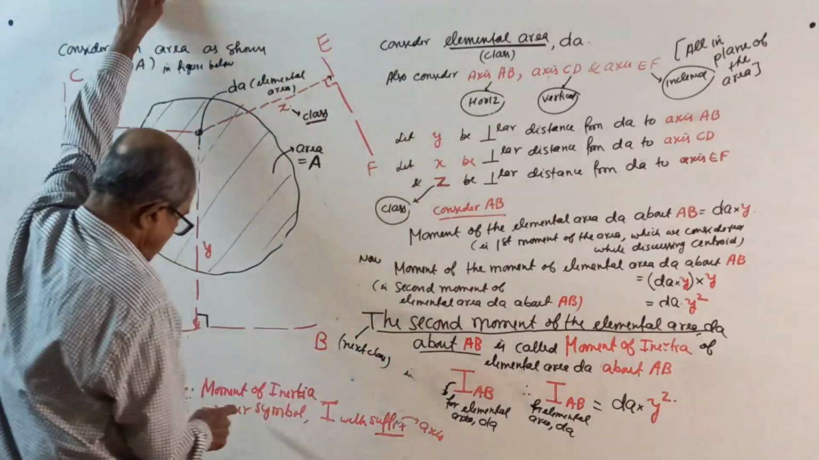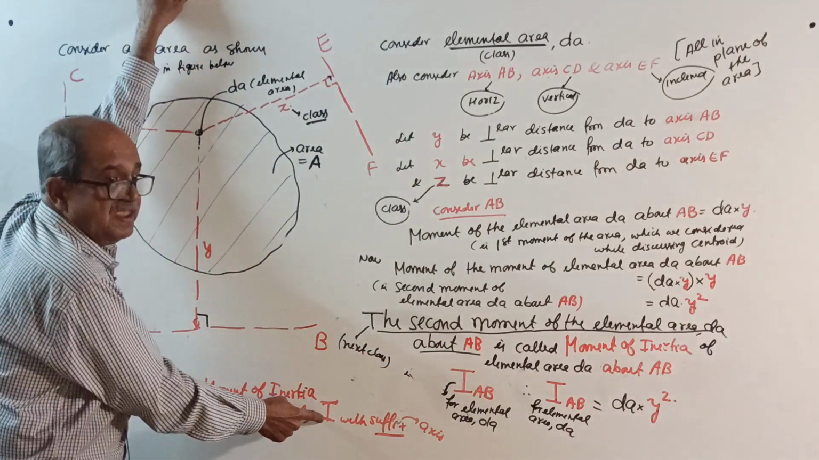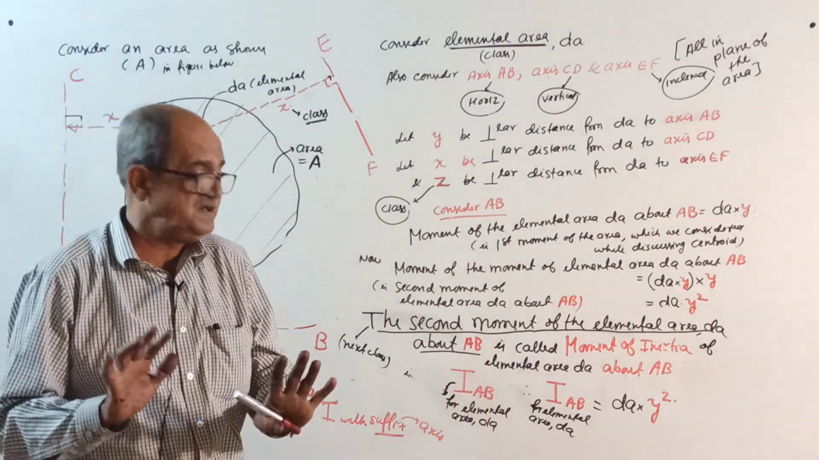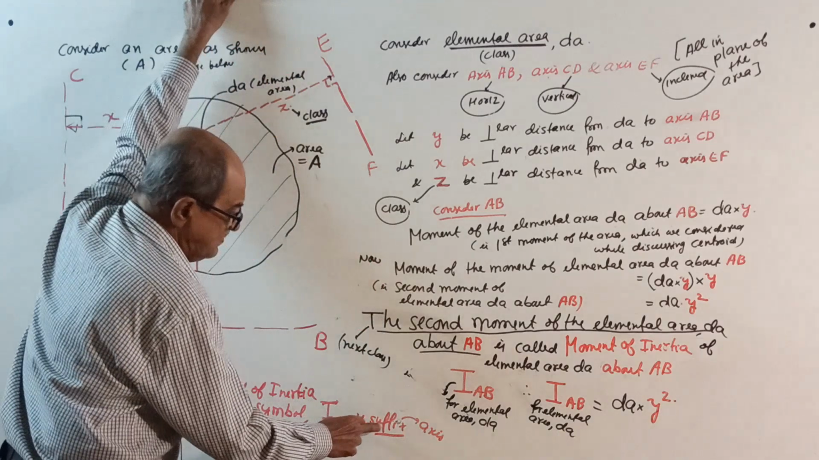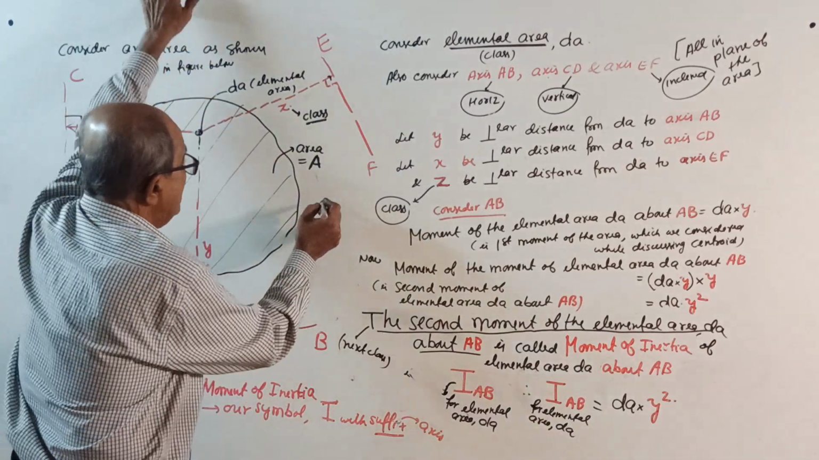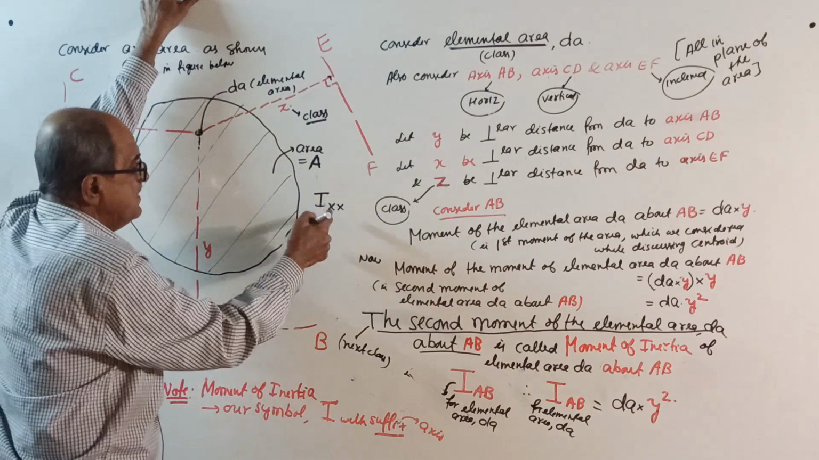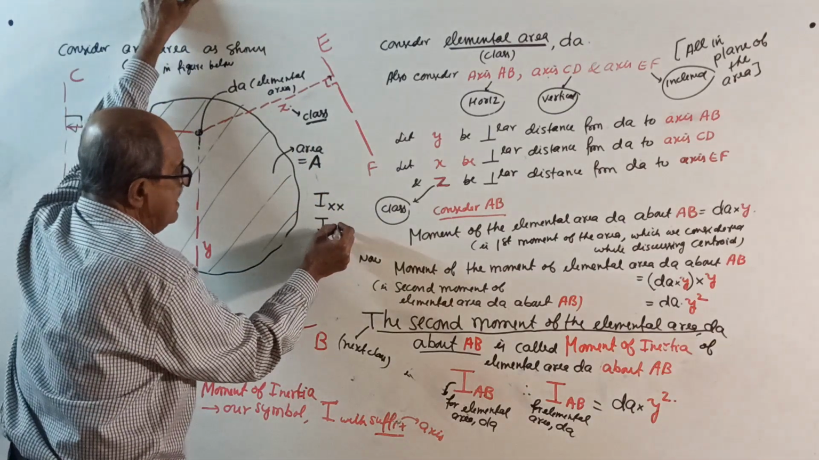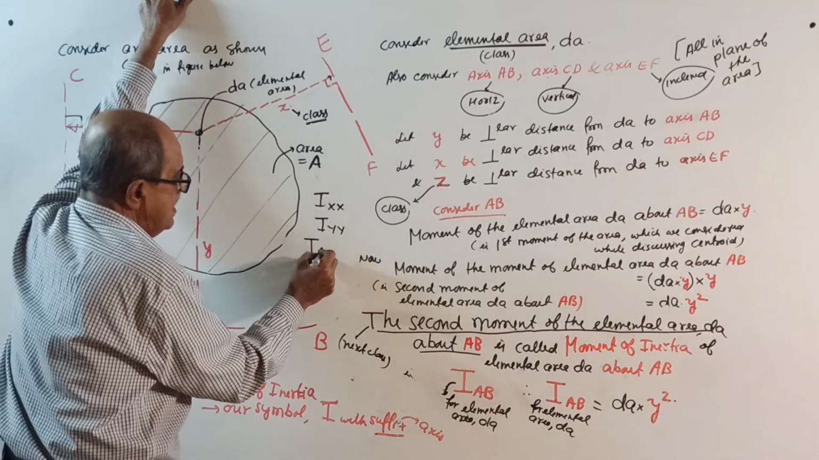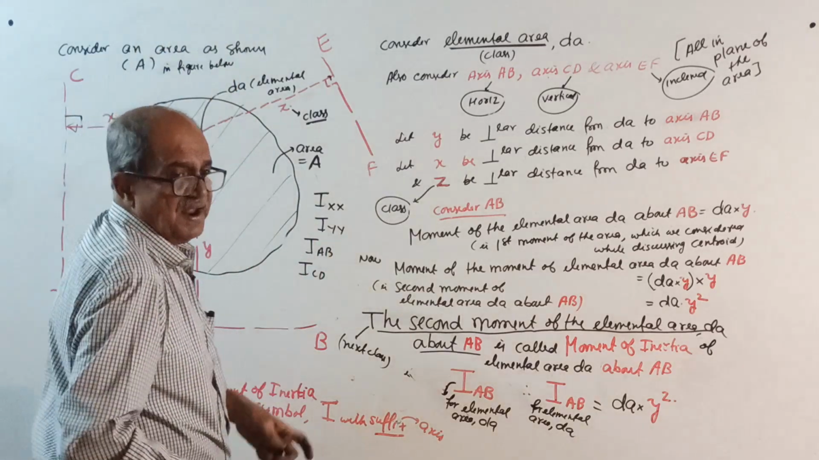Note that for moment of inertia, our symbol is I. Throughout our subject, the moment of inertia symbol is I, for inertia. So I with a suffix. The suffix is always the axis. If I write IXX, it means moment of inertia about XX. If I write IYY, moment of inertia about YY. If I write IAB, moment of inertia about AB. If I write ICD, moment of inertia about CD.